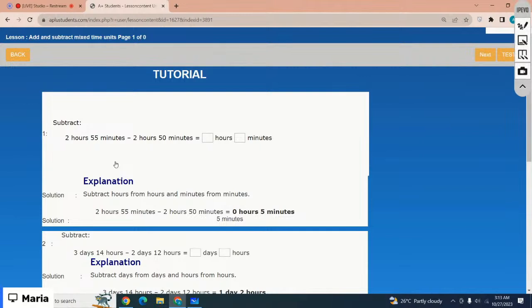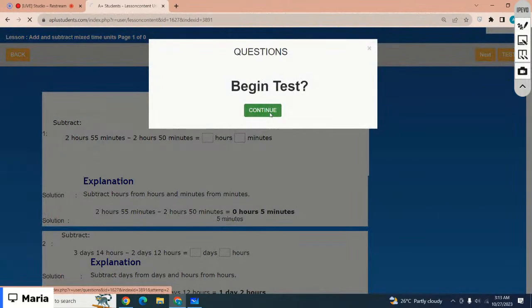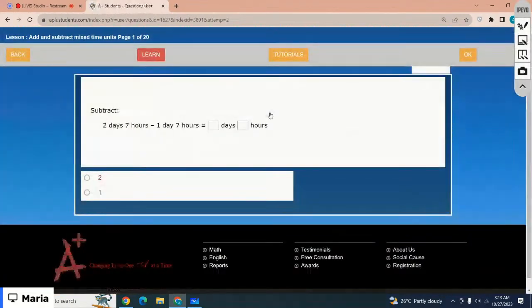So let's just start with the practice questions. This is the basic thing, and you already know how to subtract and how to add. Okay, 2 days 7 hours minus 1 day 7 hours, which is the correct option?